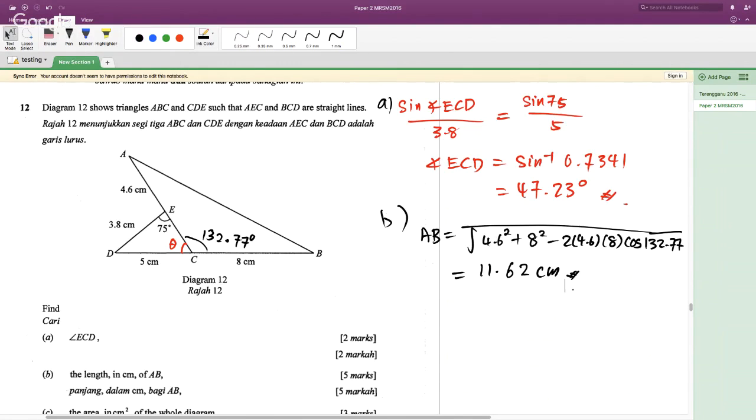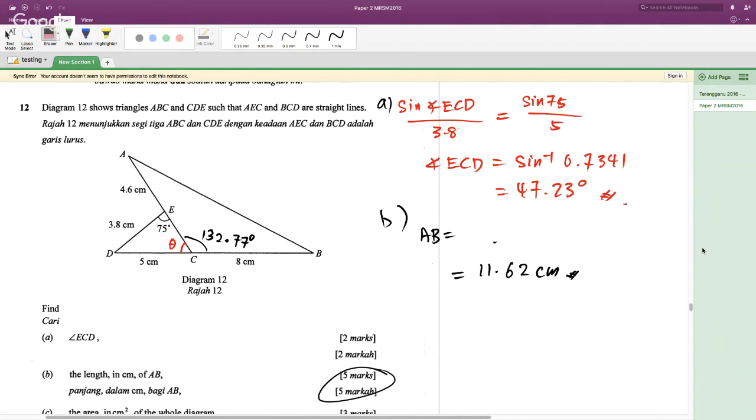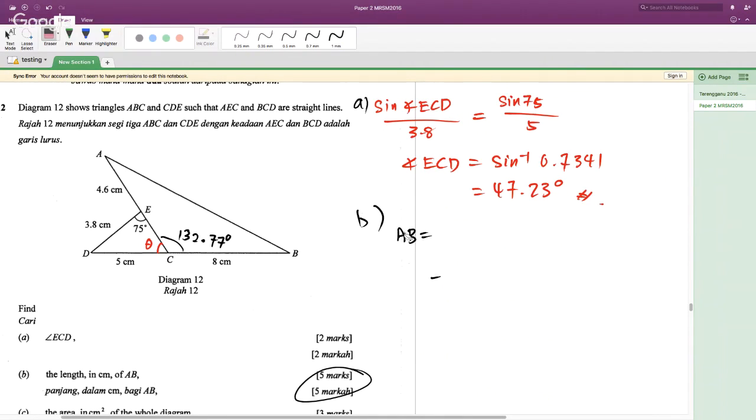I'm not sure why they give 5 marks for the cosine rule. Maybe they assume a loss of you. Oh, it's not that easy, because 4.6 is AE only. 4.6 is not the whole AC. That means you have to find the length of EC first. That's why I'm wondering why they gave 6 marks. So it's wrong. We need to do some more. You need to find the length of EC first.